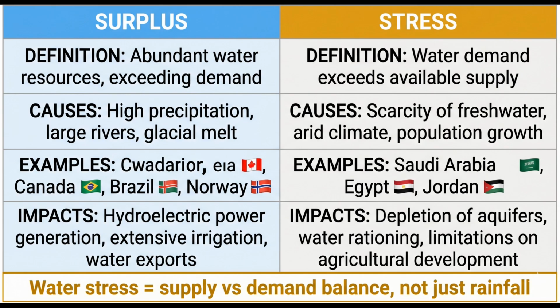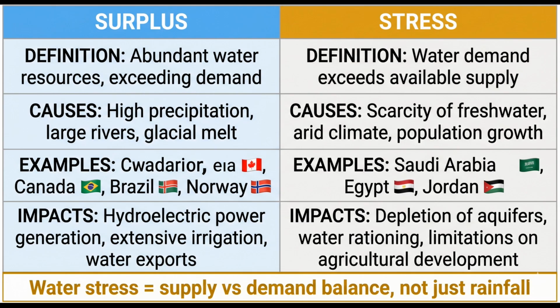Water stress: demand meets or exceeds the available supply. Saudi Arabia receives very little rainfall. It is a desert environment. Egypt depends almost entirely on the Nile River, which originates thousands of kilometers away in countries Egypt does not control. Jordan is one of the most water-scarce countries in the world.